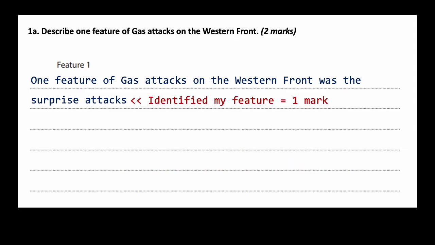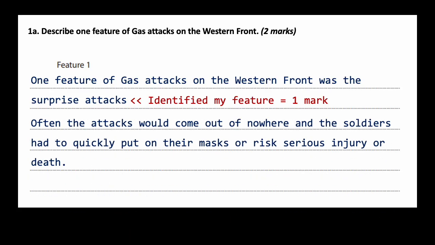So we have to identify our feature, which we've done here in this opening sentence. One feature of gas attacks on the Western Front was the surprise attacks. So I have chosen as this example that a feature of the gas attacks was that they were a surprise attack, weren't they? They came out of nowhere. So that's the feature. Now I need to have some supporting information for that. So then for the second mark, I would say something like, often the attacks would come out of nowhere and the soldiers had to quickly put on their masks or risk serious injury or death.